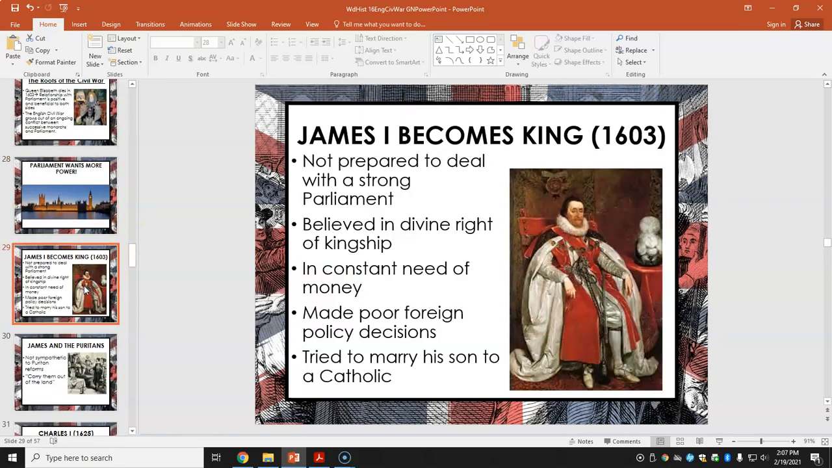James I becomes king in 1603. Remember, he is the successor to Elizabeth I. He was not prepared to deal with a strong Parliament. He believed very fully in the divine right of kingship, which means that he felt like he was the ultimate ruler, the authoritarian ruler, absolute power, and that he should not have to share power with the people of Great Britain or England at this point.